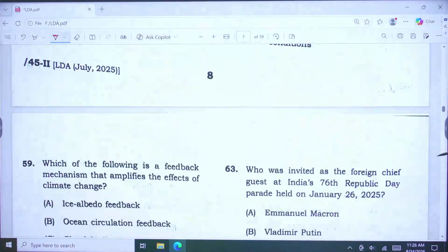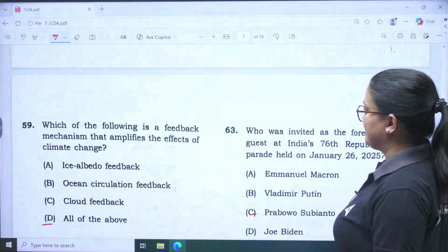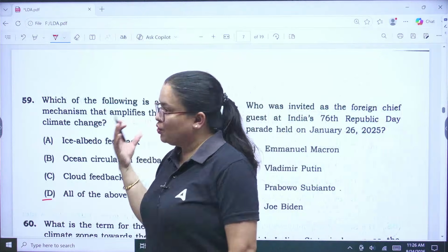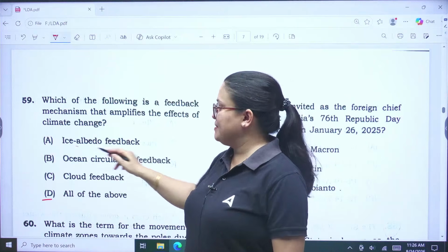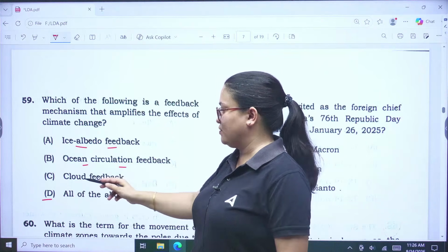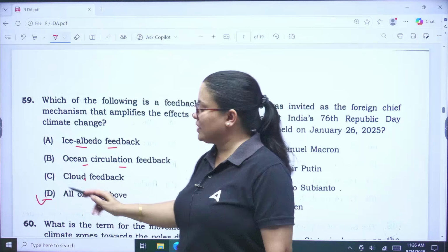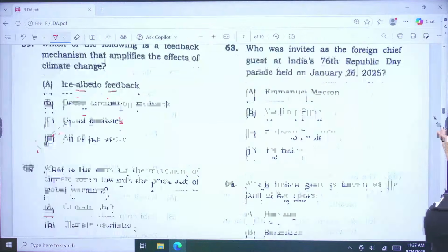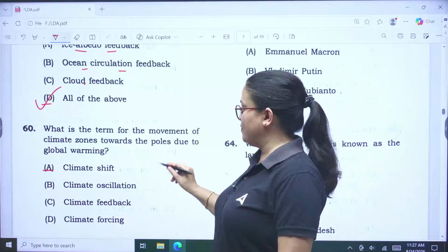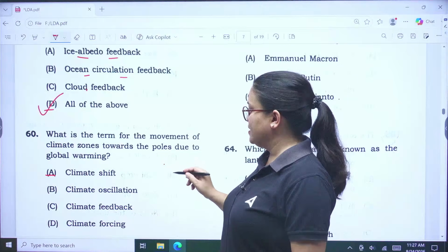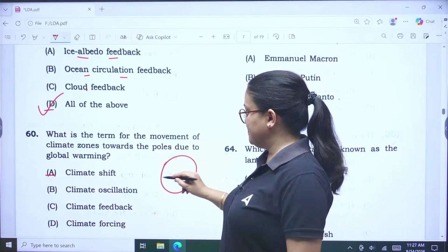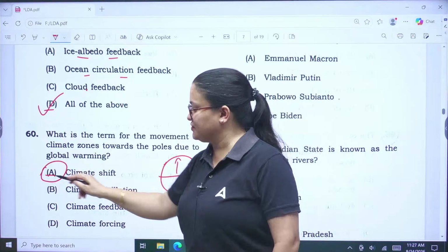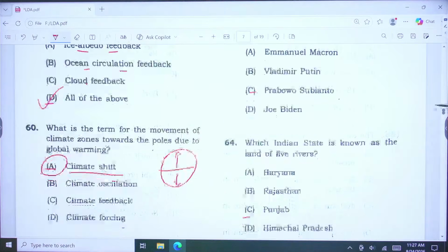Next question, which of the following is a feedback mechanism that amplifies effects of climate change? Ice albedo feedback, ocean circulation feedback, cloud feedback, all are important. So the answer is all of the above. What is the term for the movement of climate zones towards the poles due to global warming? Movement of climate zones towards the pole is known as climate shift. I hope everyone has given the correct answer.